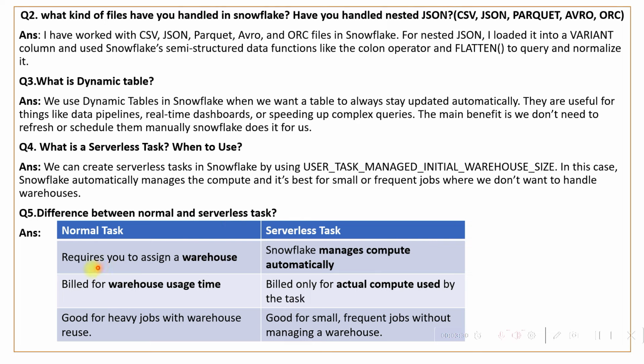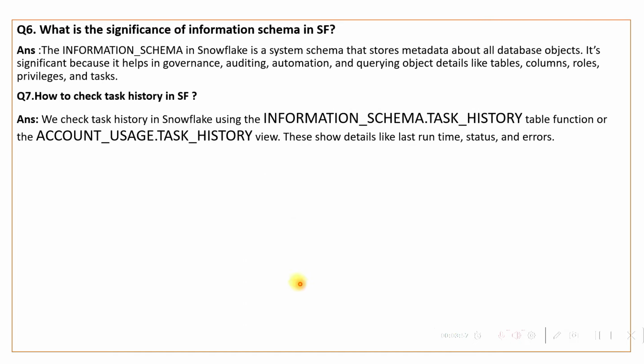Next question: what is the difference between normal and serverless tasks? Normal tasks require you to assign a warehouse, but serverless tasks manage the compute automatically. In normal tasks, you are billed for warehouse usage time, but in serverless tasks, you are billed only for actual compute used by the task. Normal tasks are good for heavy jobs with warehouse reuse, but serverless tasks are good for small, frequent jobs without managing a warehouse.